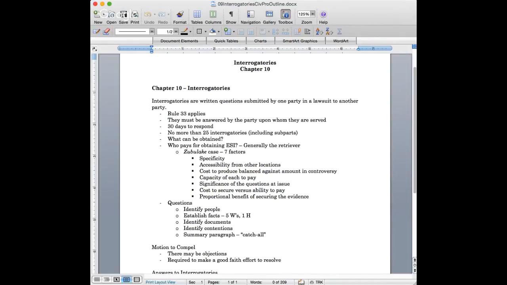One of the things that happens is with ESI, electronic stored information: who pays to obtain information that comes from that? It's generally the person asking for it. But there are 7 factors out of the Zubulake case, which was one of the first cases that dealt with ESI and the fact that it's really expensive to pull these papers out, scanned and in databases that you can't access, and all those things.